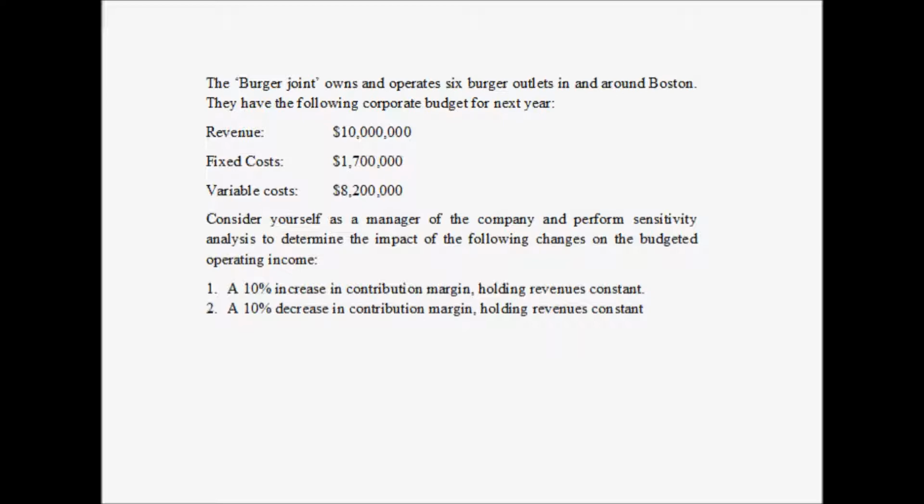Second change that you are going to evaluate is a 10% decrease in contribution margin with revenues as constant. So your revenues are constant, but your contribution margin is decreasing by 10%. So you have to find out what is the change in the budgeted operating income. So let's see how we can find this information.